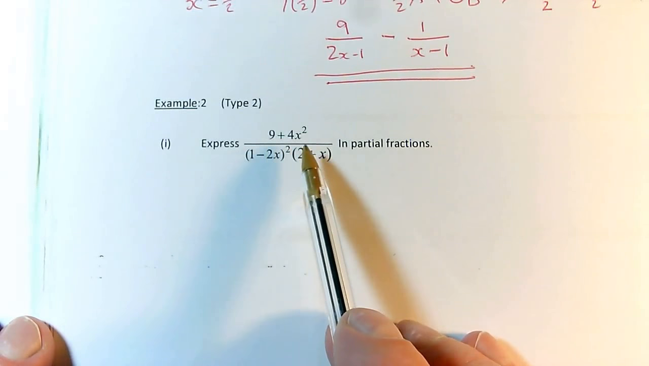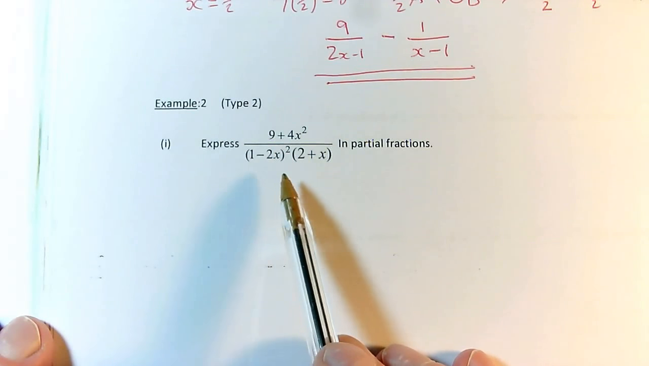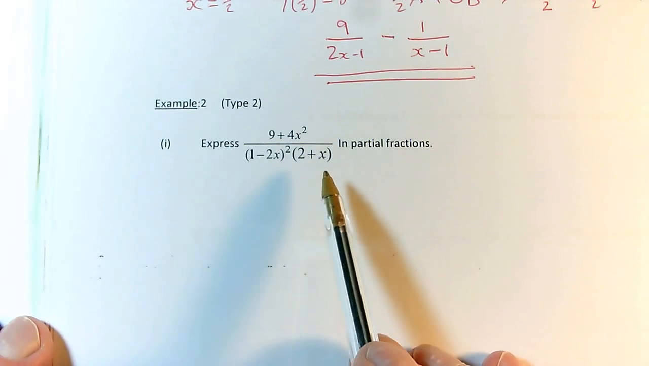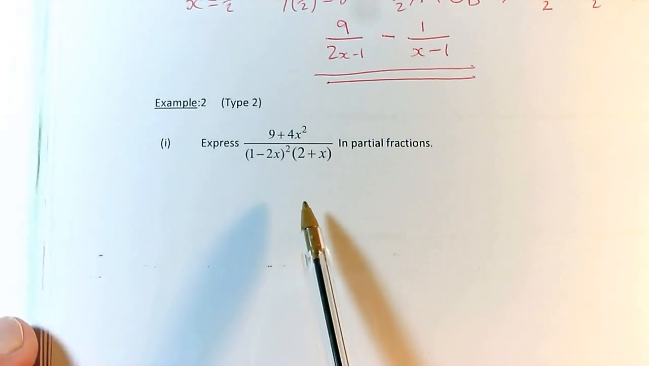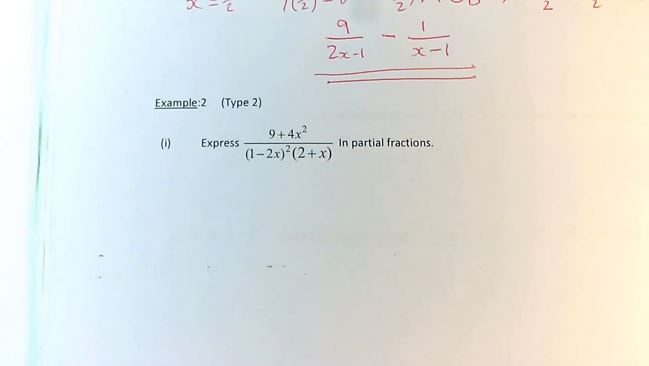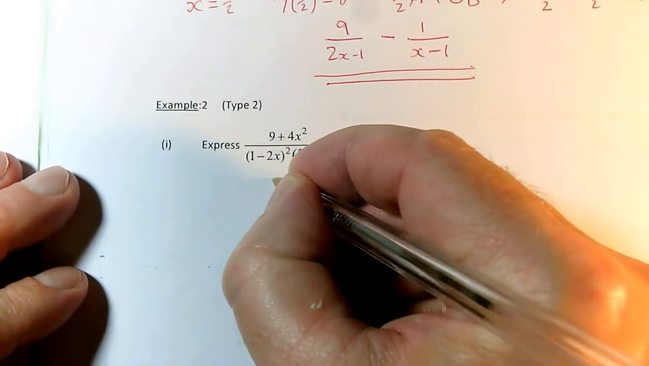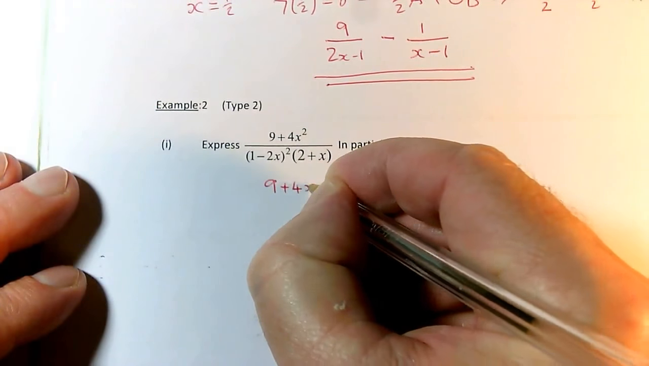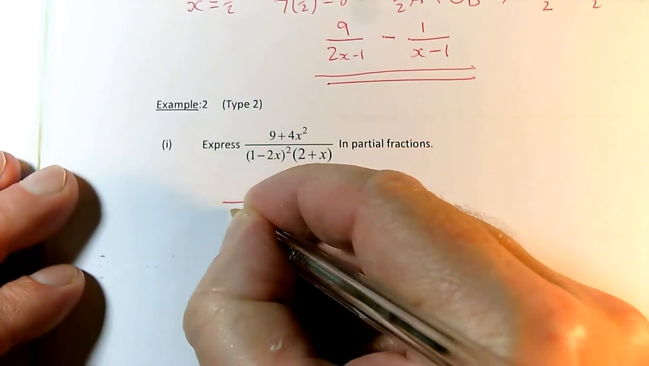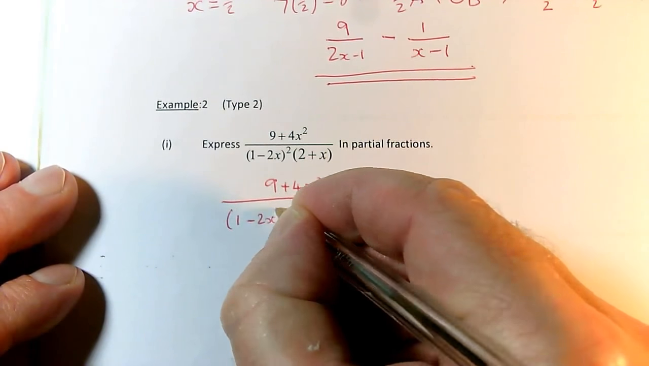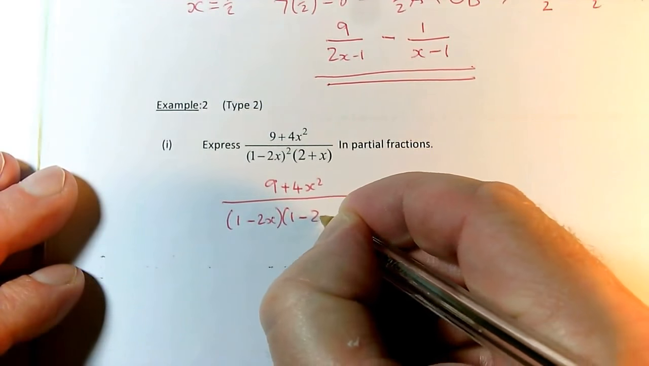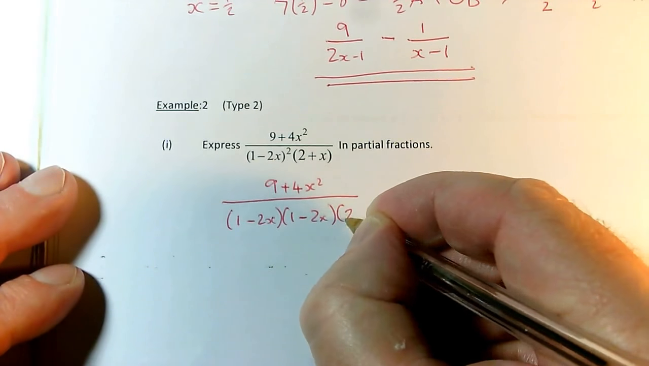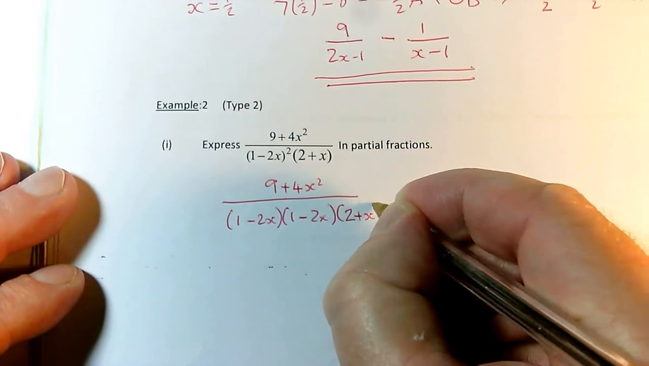We've got a quadratic on the top, and we've actually got a cubic on the bottom with a repeated factor. Okay, so this is actually moving up 2 levels of difficulty at once. If I were to write this like this, it is perfectly correct. I could write the bottom as 1 minus 2x times another bracket of 1 minus 2x times 2 plus x.